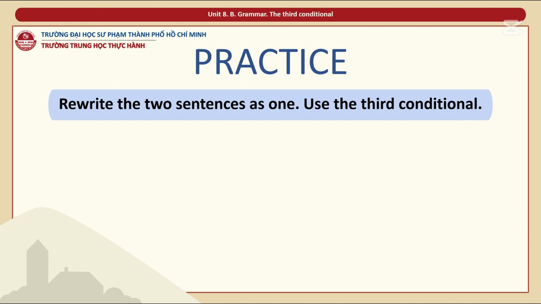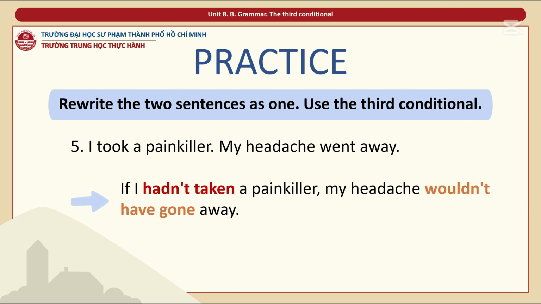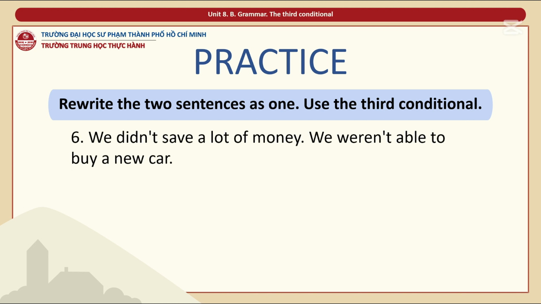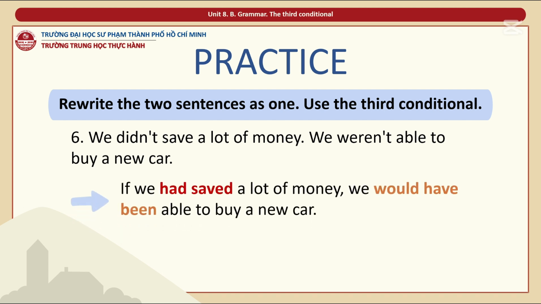And number 5. I took a painkiller. My headache went away. Yes, if I hadn't taken a painkiller, my headache wouldn't have gone away. And finally, number 6. We didn't save a lot of money. We weren't able to buy a new car. Very good. If we had saved a lot of money, we would have been able to buy a new car.